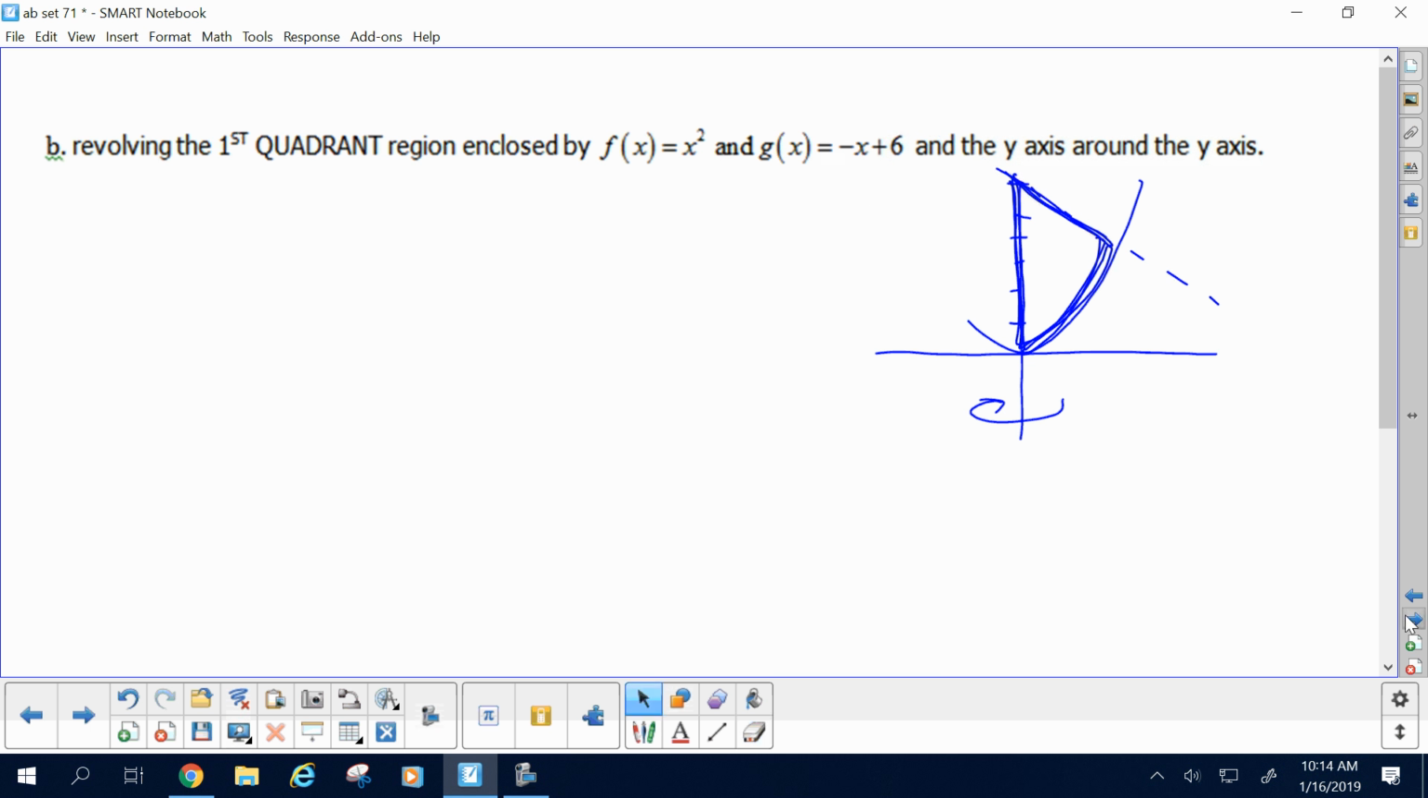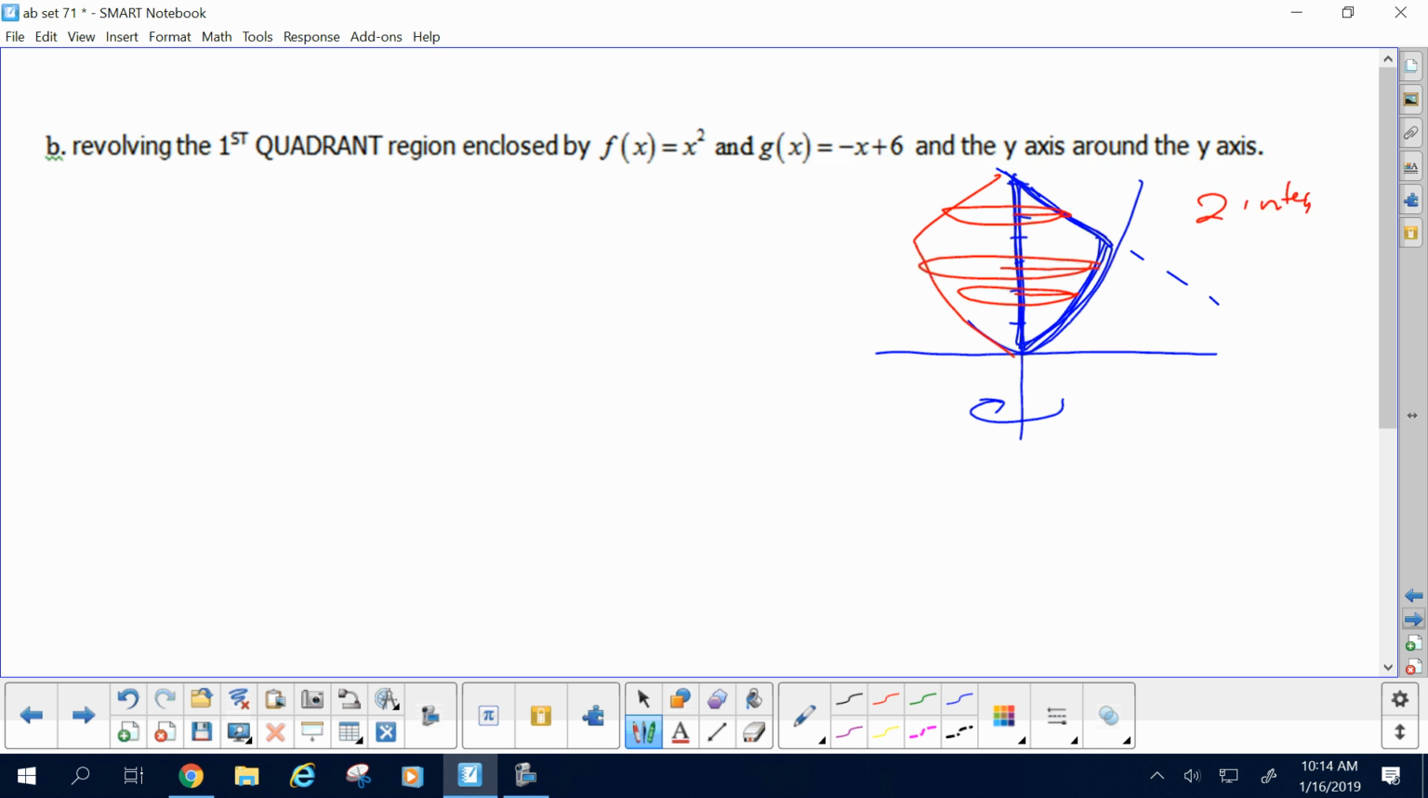So when I took this and revolved it around the y-axis, what kind of calculus would I have to do? Talk to me, people. How many regions? 2. Yeah, you'd have to do 2 integrals. So it's a little like that previous one because you have 2 different boundaries. You would have to do 2 integrals.